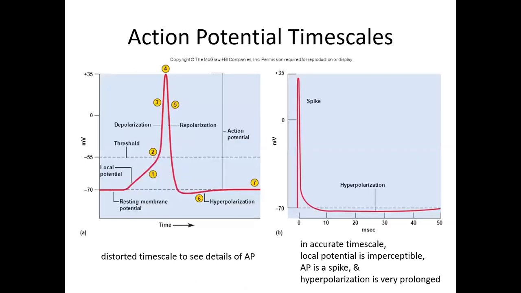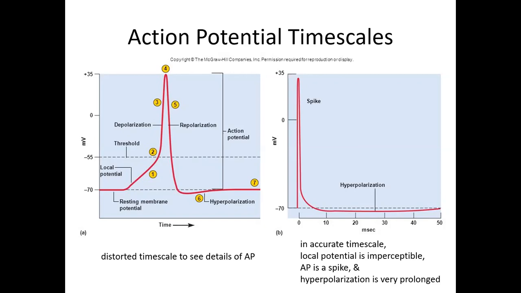So let's look at this diagram. Start with the one on the left. This is the distorted one, which allows us to see all the details that we have just learned about. Starting on the far left, we start with the resting membrane potential of minus 70. Number one is showing us the effect of the local potential where we are reaching the threshold. And number two, we now have sodium gates opening. We're having massive sodium flow.